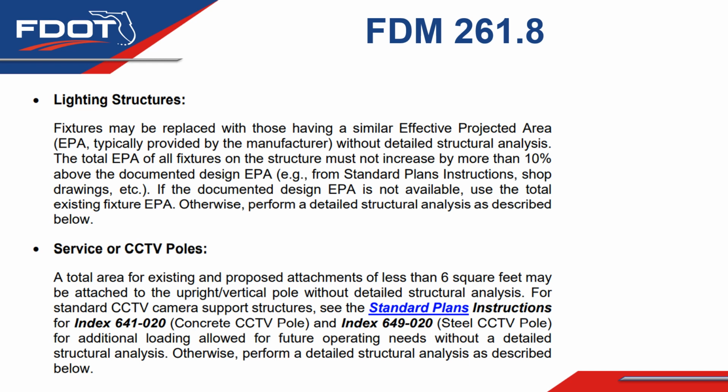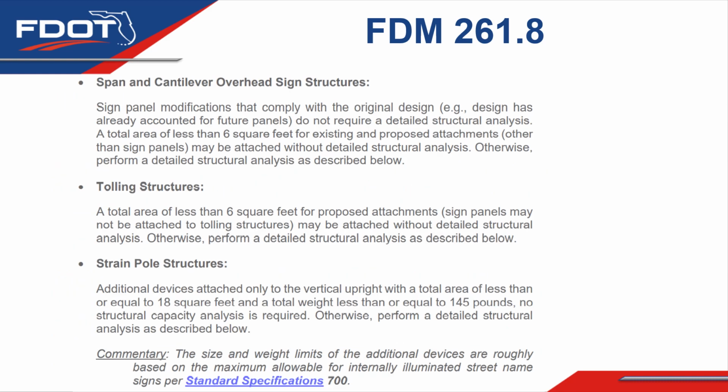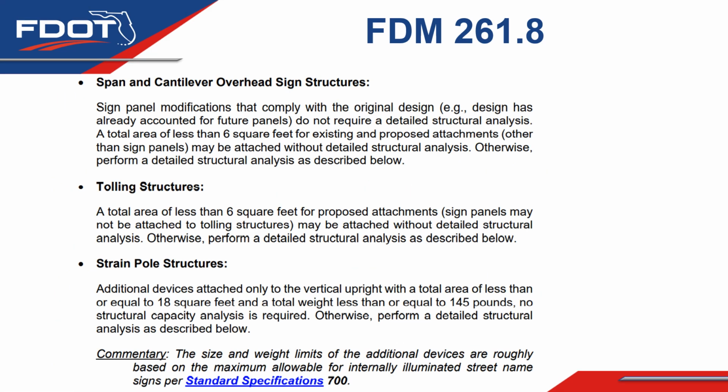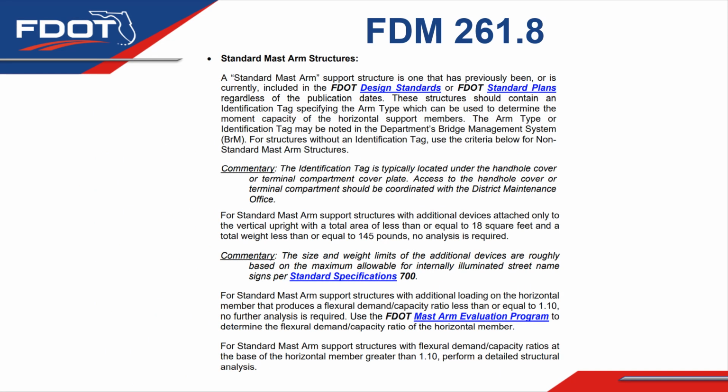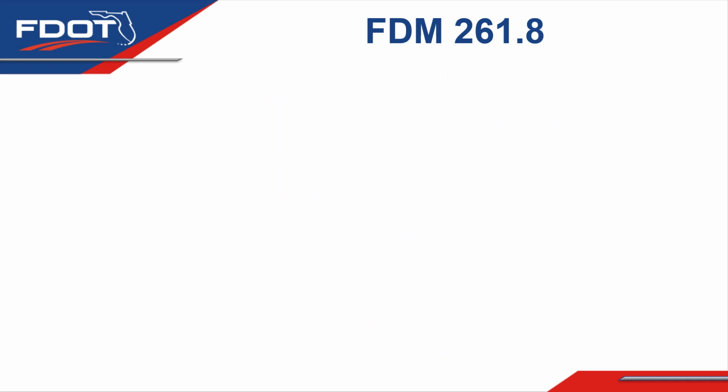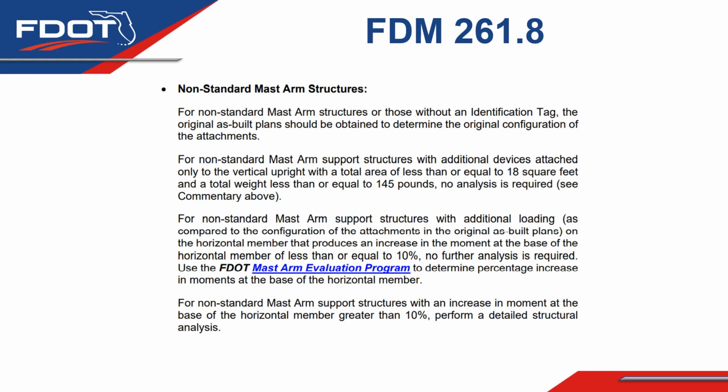Here we have lighting structures and service or CCTV poles. Here we have span and cantilever overhead sign structures, tolling structures, and strain pole structures. We also have a section on standard mast arm structures, and we have a section on non-standard mast arm structures.